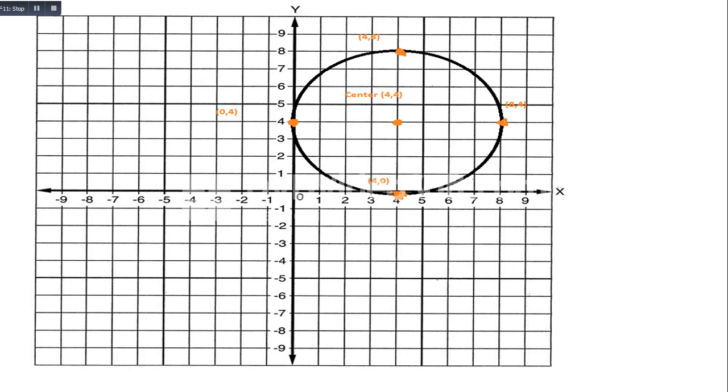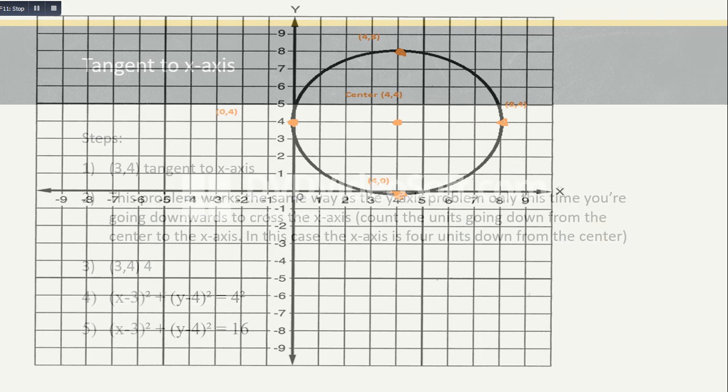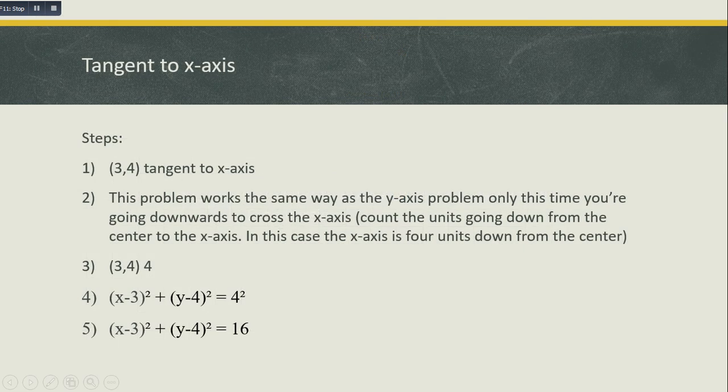This one is similar to the last problem, only this time you're going from your center to the x-axis. So in this problem, 3, 4 is tangent to the x-axis, only this time you're going down rather than straight across. So you do the same basic premise and count the units going down from your center. In this example as well, the number from the center is 4.